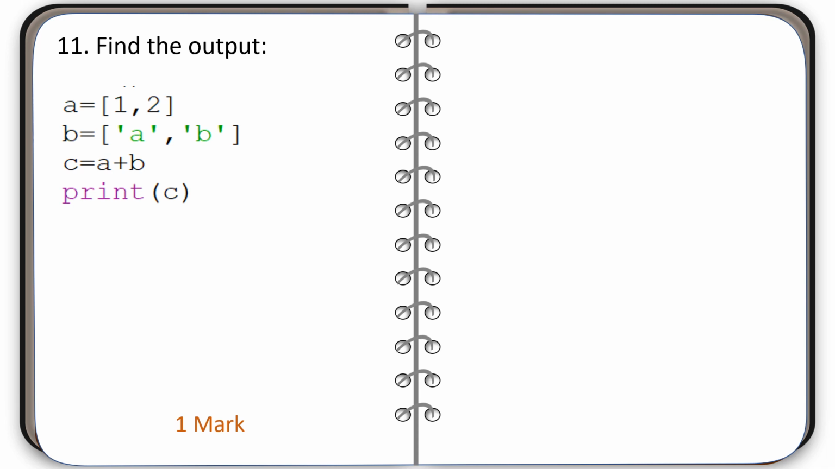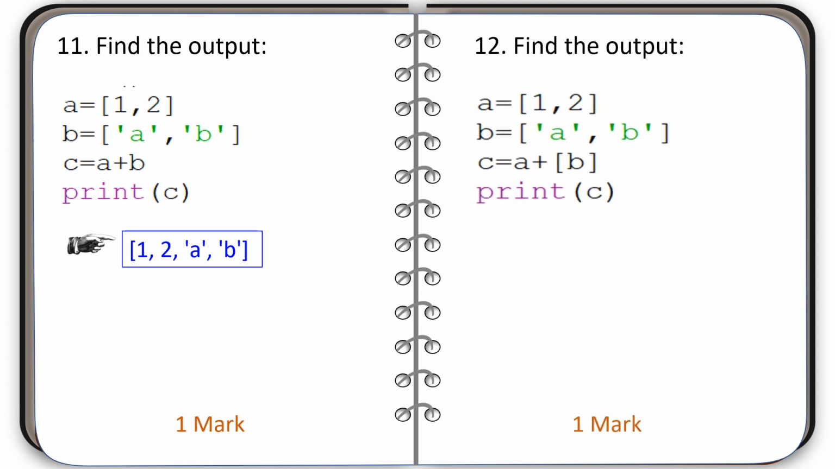Question number 11. Find the output of the given code, and the output is this one. Question number 12. Find the output of the given code. Now see, there's a minor difference in the code of question number 11 and question number 12, but that minor difference makes a big difference in the output. So be careful while finding this output, and the correct output is this one.